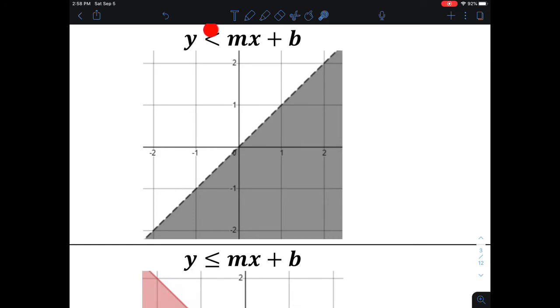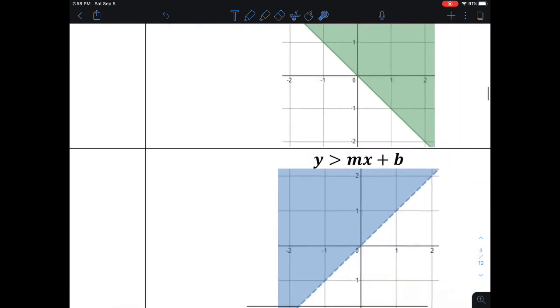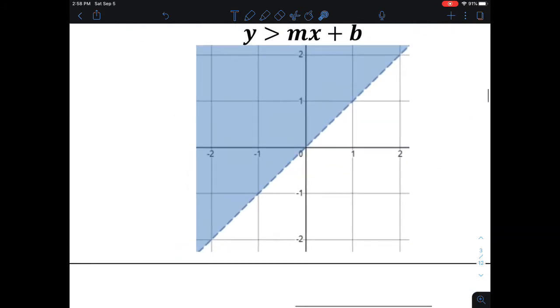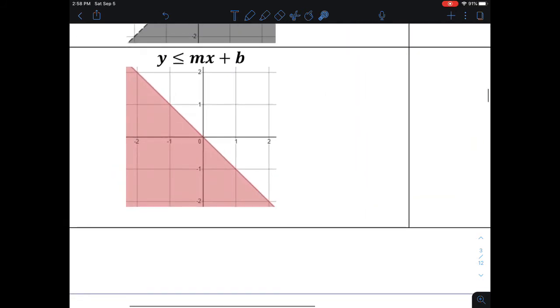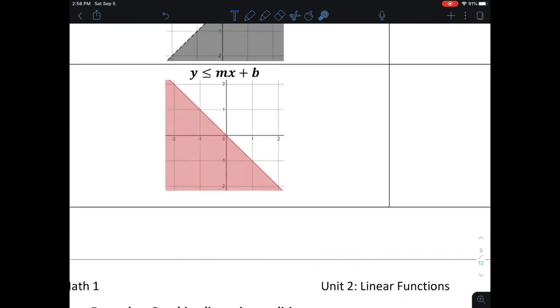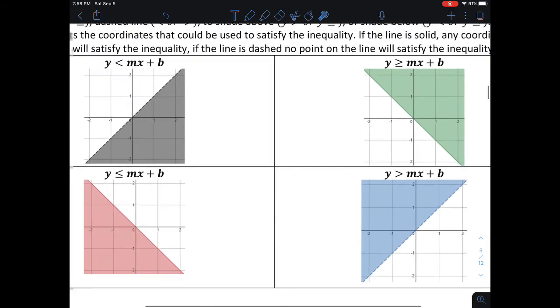If we have an inequality that is less than or greater than, so I have the inequality symbol with no line up under it, you're always going to use a dashed line. So less than or greater than, dashed line. If I'm less than or equal to, so I have the line up under the inequality, use a solid line because any number that falls on the line can be used to make that a true statement. So that's how I know if I pick solid or dashed.